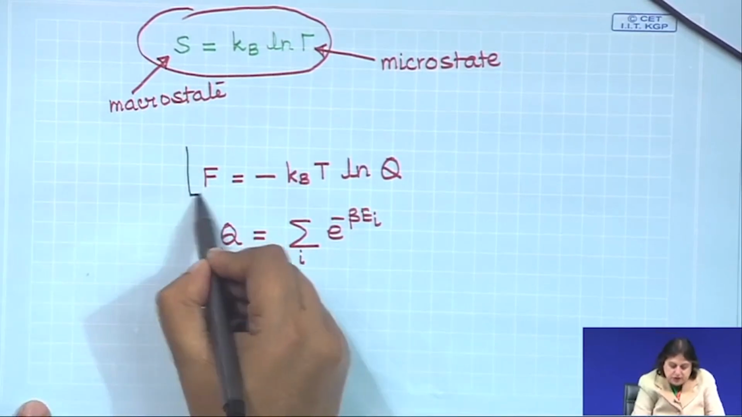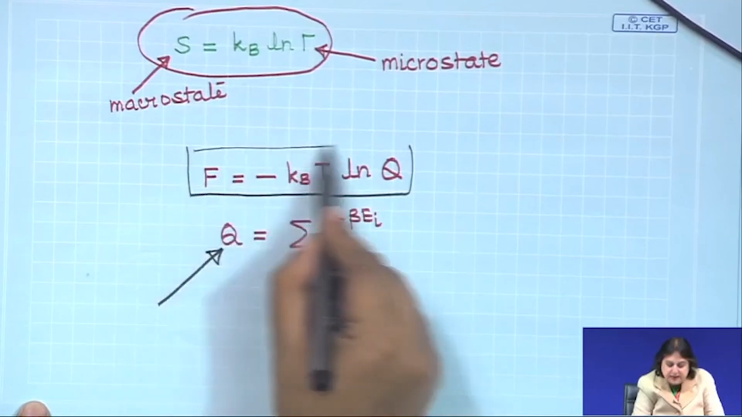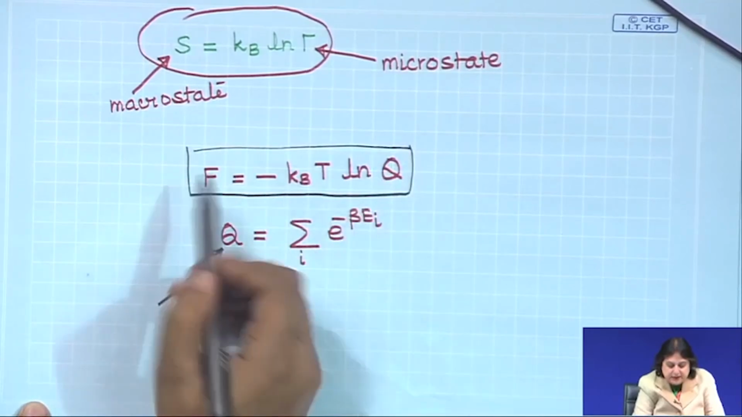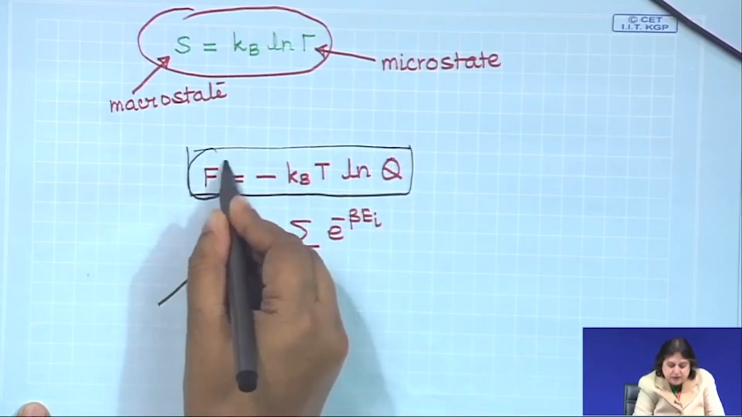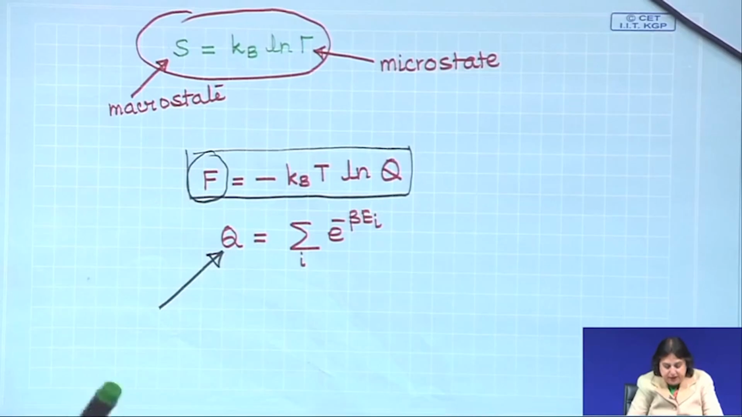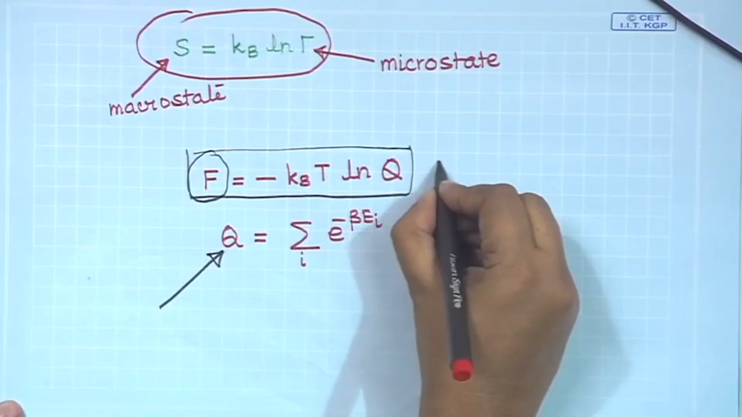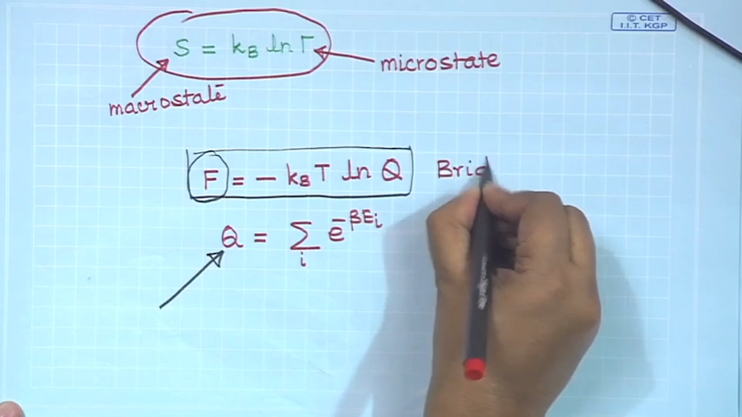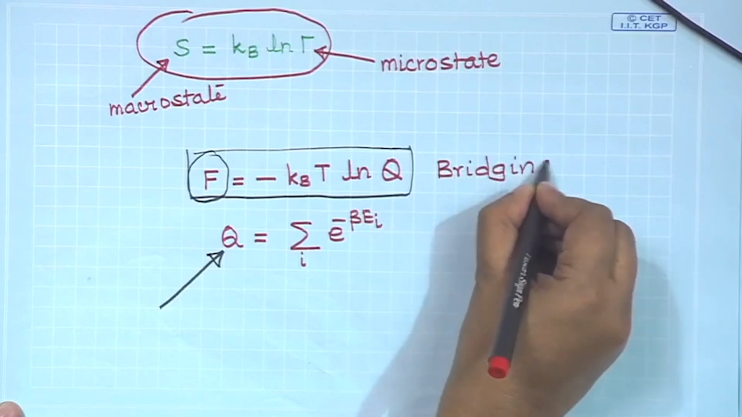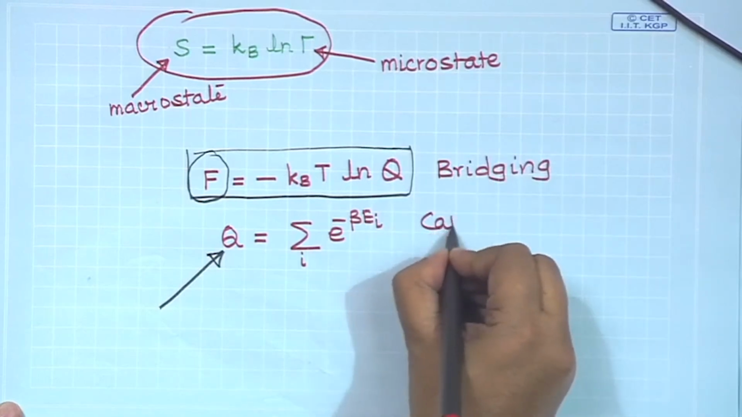And if you look at the original expression, what do I have on this side? I have the Helmholtz free energy F, and this Helmholtz free energy F is the representative property of the macroscopic length scale, and therefore, this particular relationship is the all important bridging relation in the canonical ensemble.